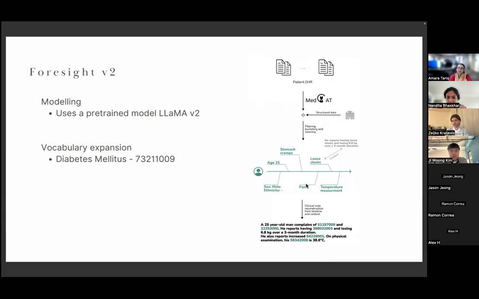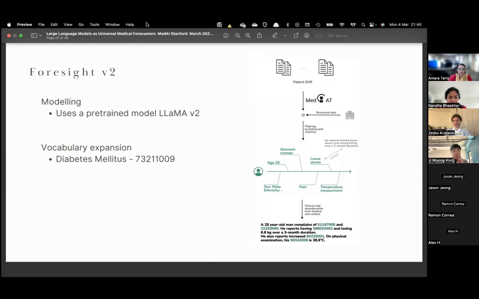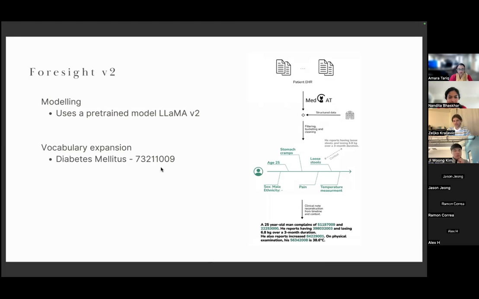What we do now, after we have these timelines, is a reconstruction of the timeline with embedded SNOMED concepts. We basically take these concepts and recreate a clinical note that is a full summarization of the whole timeline of the patient with SNOMED codes embedded. And for the Llama model to be able to handle SNOMED codes, we do a vocabulary expansion, which means we add the SNOMED concepts into the vocabulary.